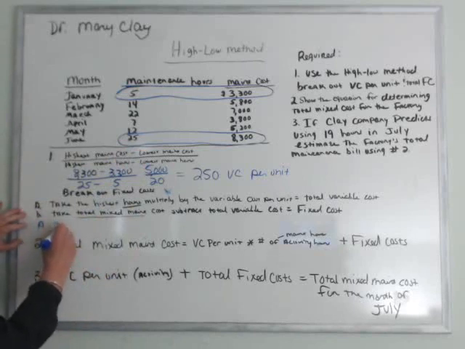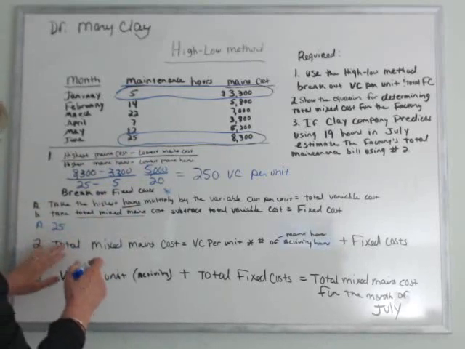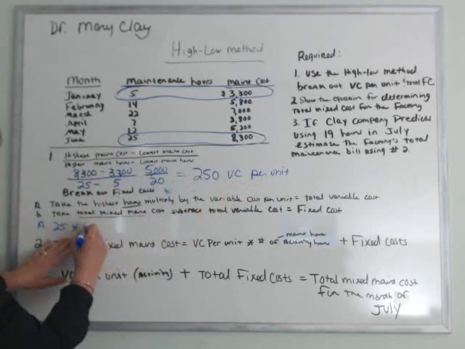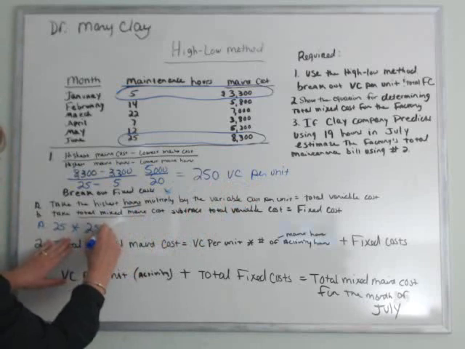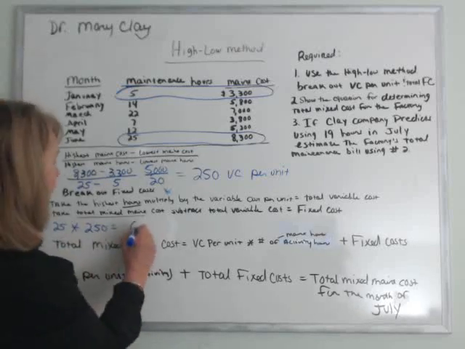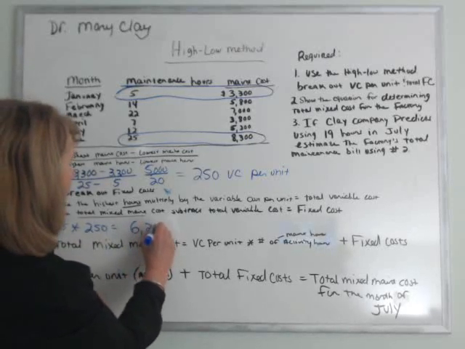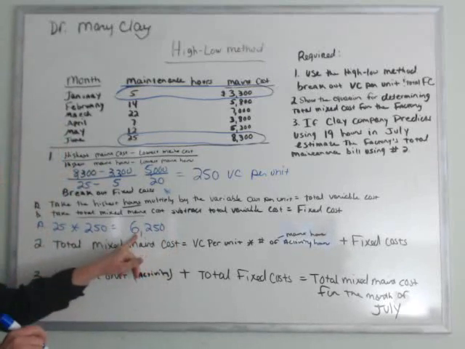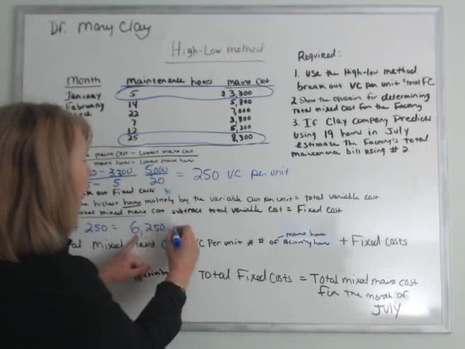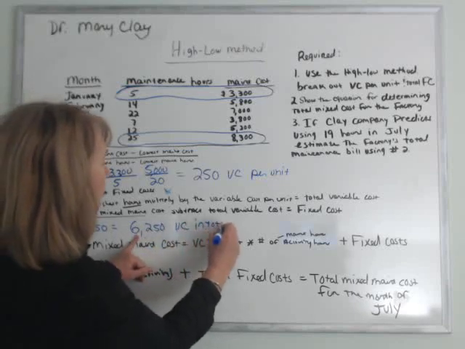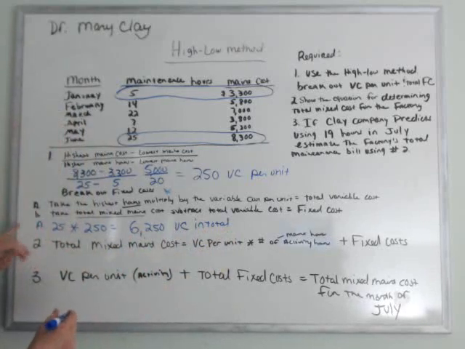So I'm going to take 25 and multiply this by my variable cost per unit, 250. When I take 25 times 250, I'm going to get 6,250. Again, let's make sure we understand this number. I can't stress this enough. This is our variable costs in total. So this is our A.